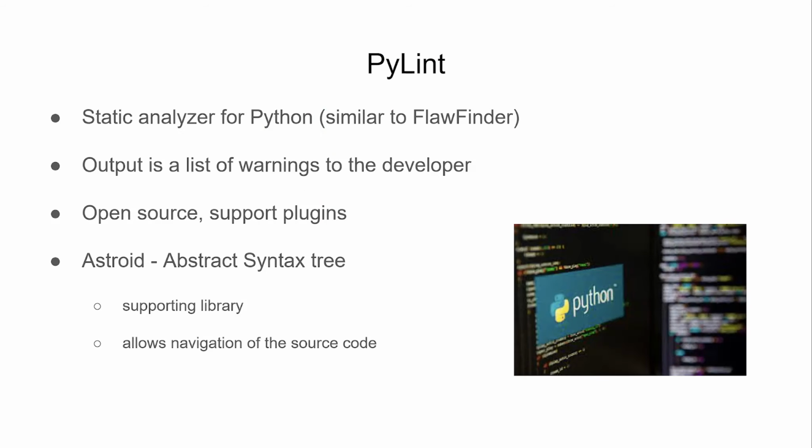Pylint is a static analyzer for Python. It's very similar to our Flaw Finder lab, where it analyzes the source code and outputs a list of warnings to the developers.